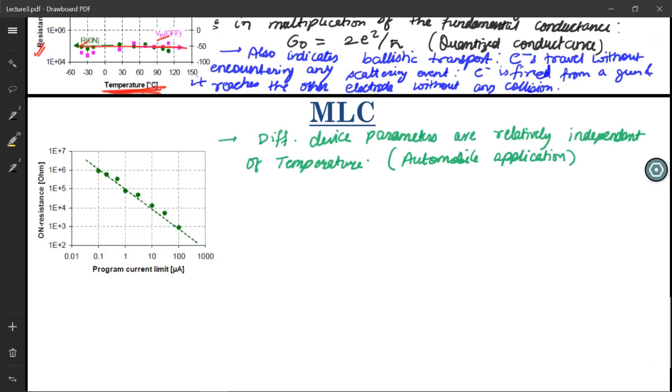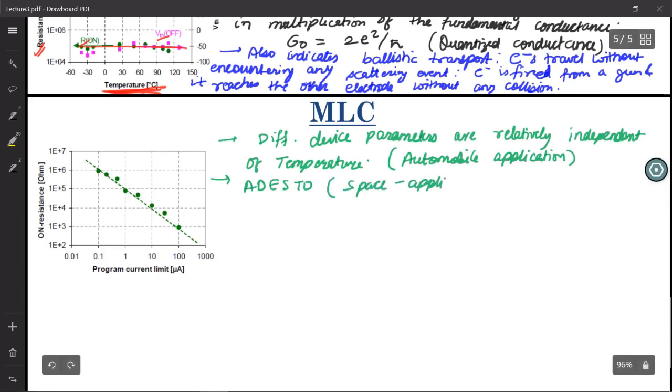One more place where Adesto, a company which has been working with CBRAM devices for a long time, has proposed it is for space applications as well. Because in space also the temperature fluctuates very much. I mean, not fluctuates, but it's also very small. So Adesto has been using it for space applications.